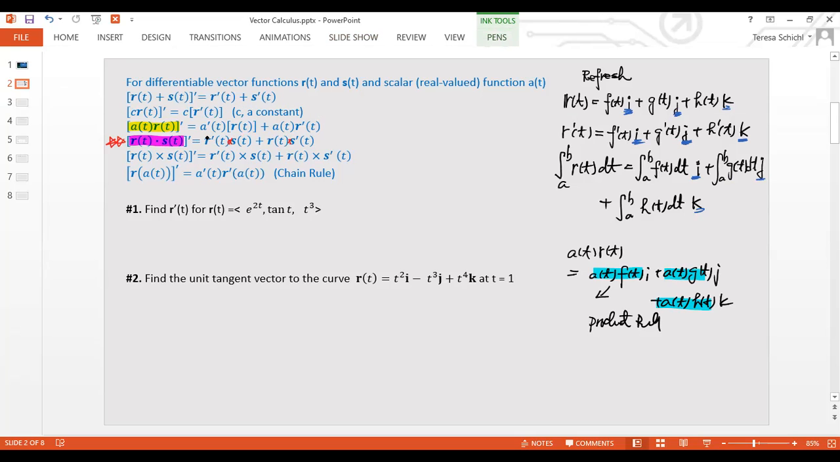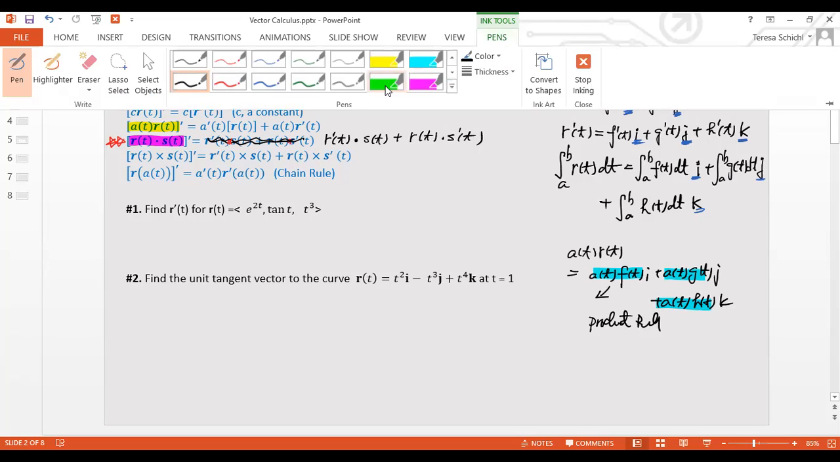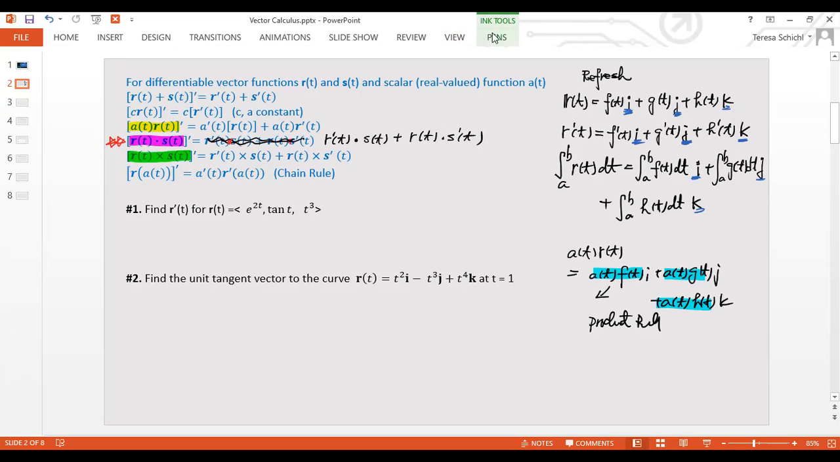This one here is not typed right. Okay, so this will be R prime(t) dot product S(t), similar to the product rule. Then this is R(t) dot product S prime(t). See here. Okay. Then the next one, which is also very, very important, is what if you have two vector functions and you do the cross product?